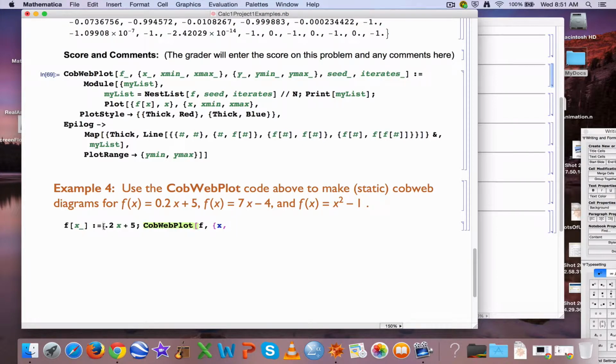Let's see, the fixed point for this one was 6.25. So if I went, for example, between -1 and 10 in both the x and y directions, that might be a pretty good window. Let's pick a seed of 0 and let's do 1 iterate at first, although it's going to really show 2 iterates in the graph. All right, here it is.